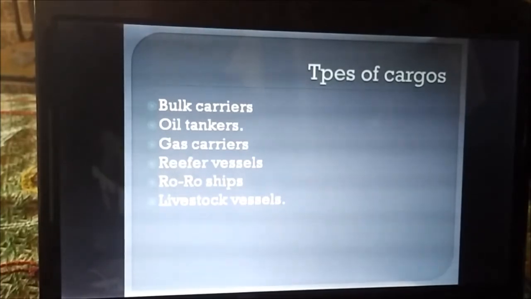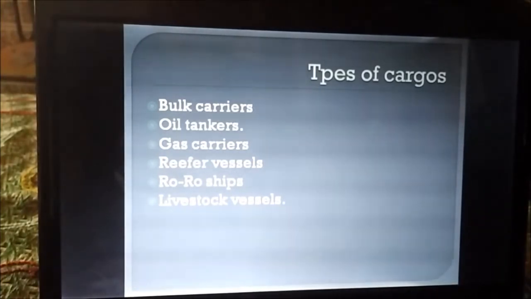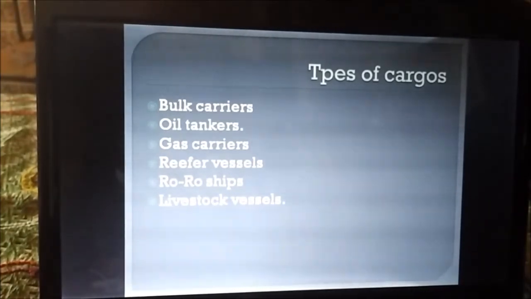What is a bulk carrier? Bulk carriers are those which carry products or goods in bulk. They carry grain and different types of things, but in bulk. They don't need any special packaging and all that, but they carry everything in bulk amounts.